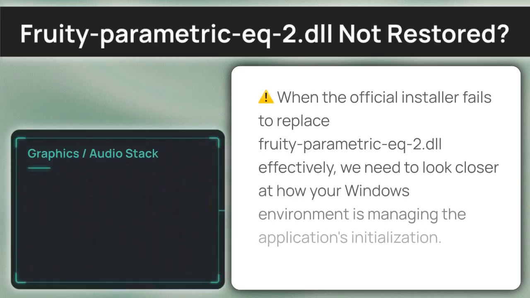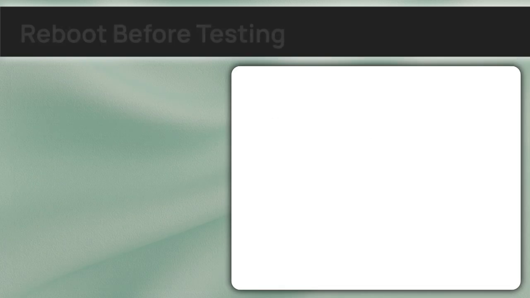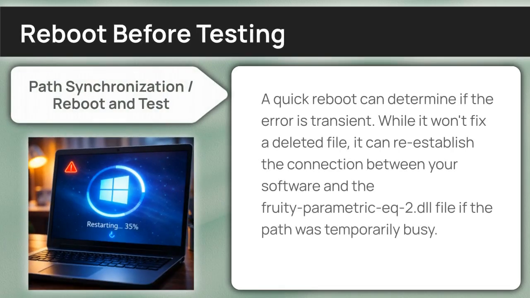If the setup package didn't provide a resolution, we need to look under the hood at how your system handles current session configurations. A standard reboot clears out temporary memory conflicts and gives the Windows loader another chance to properly register the fruity-parametric-eq-2 module component during startup.